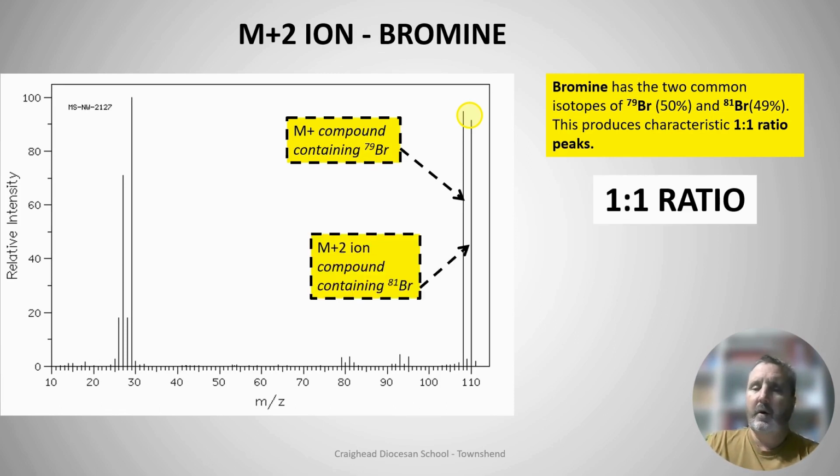We're also going to see this 1-to-1 ratio in other fragments. Notice that here in other fragments. So this is a really good indicator of a bromine. We're going to see these twin peaks at different points throughout this plot, and that means that there is a fragment with a bromine atom attached.